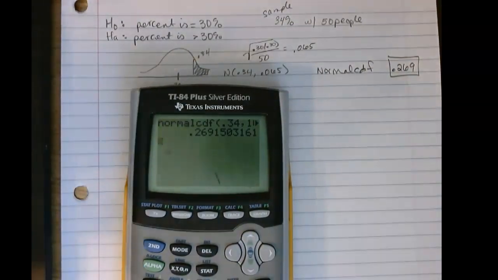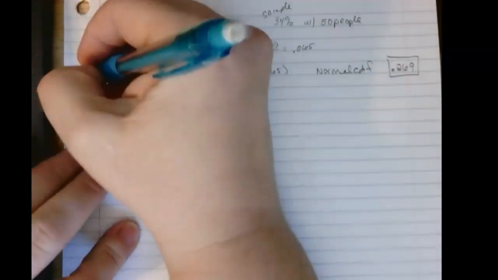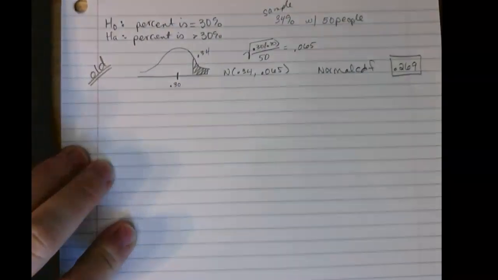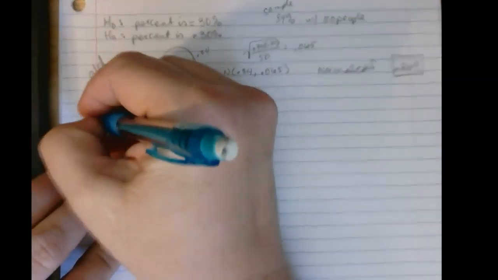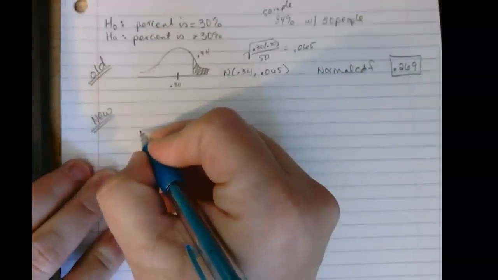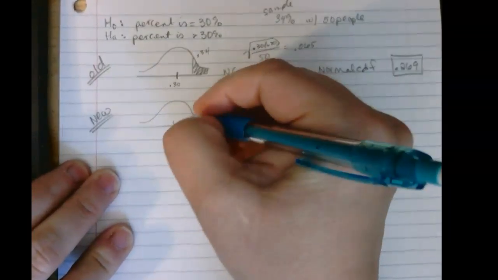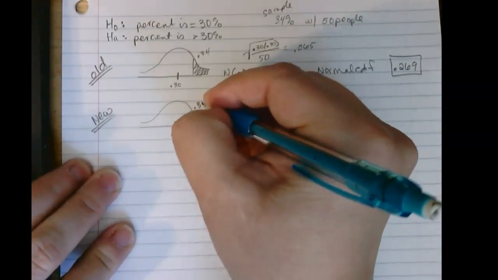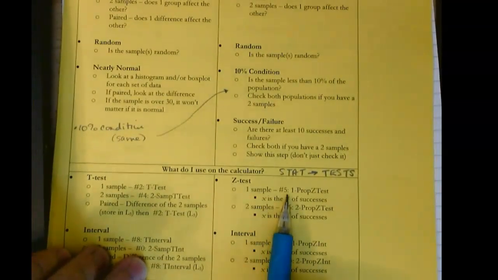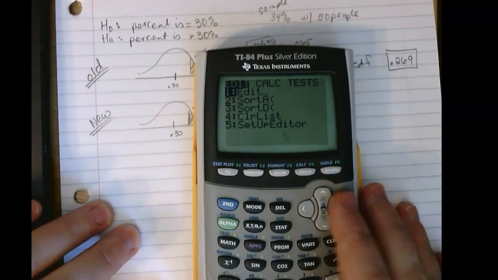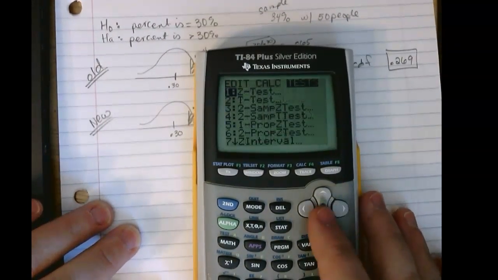So it's not a huge process, but it's a little bit. You're going to see it's much more than what the new method is. So the new method, I still need you to draw your picture. Okay, but let's see. This is a one prop z-test. So we're going to choose number 5 that says a one prop z-test. So I'm going to go stat, calc, test, go to one prop z-test.